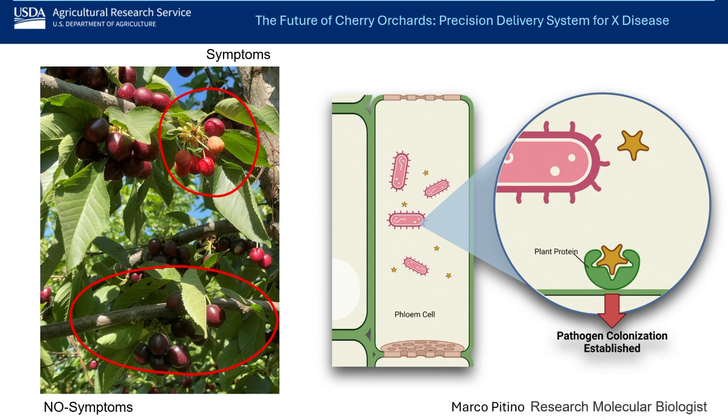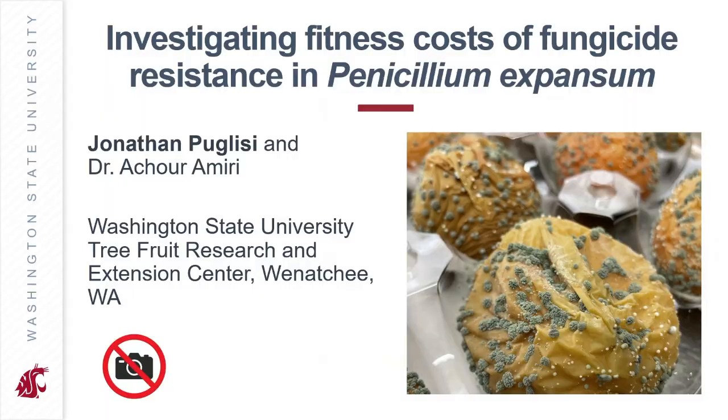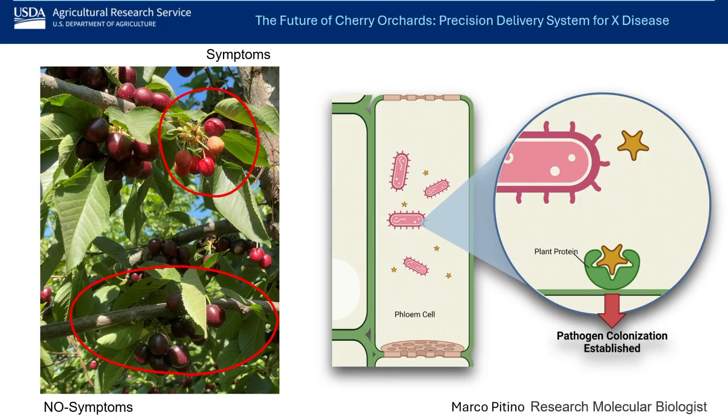I'm a research molecular biologist at USDA in Wapato, and my research focuses exclusively on X disease. As we talked about this morning, X disease is caused by a phloem-limited bacteria and is unevenly distributed in the plant. You can see here on the top left some symptoms. In a different branch, you don't see any symptoms. So it's very difficult to identify symptoms, also because they are only visible during ripening.